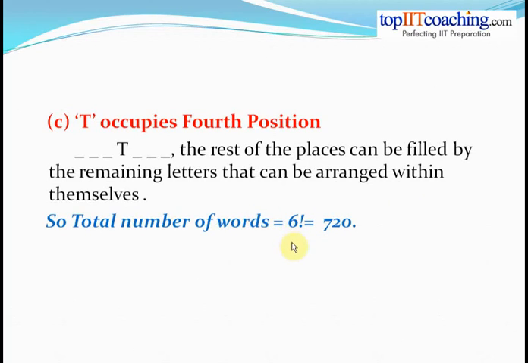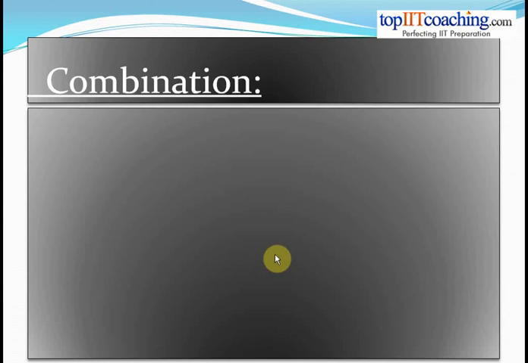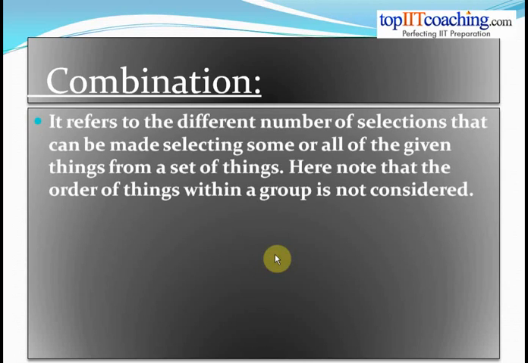Now students, let's move on to the next very important part of this lecture, that is combination. Combination refers to the different number of selections that can be made selecting some or all of the given things from a set of things. Here it is important to note that the order of things within a group is not considered. Now this is the very marked difference between permutation and combination. In permutation, we are focusing on the arrangement of things, but in combination we focus only on the selection of things from a set of things.